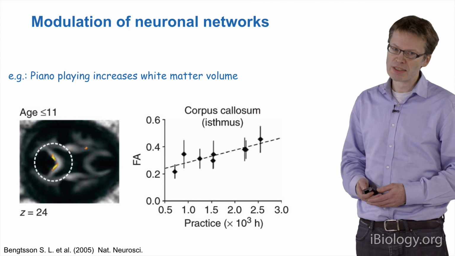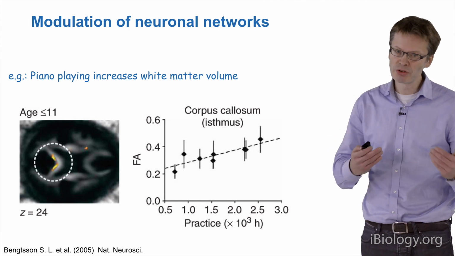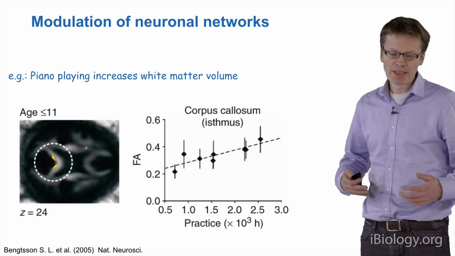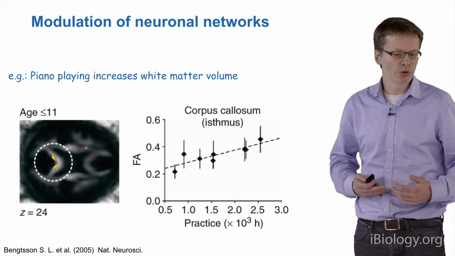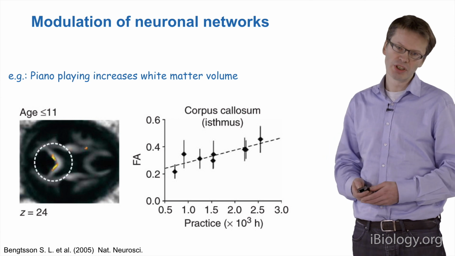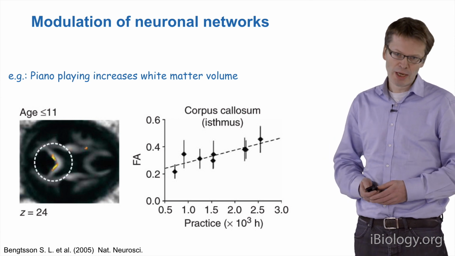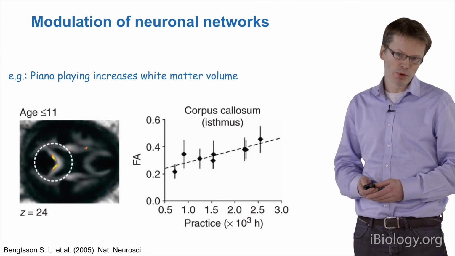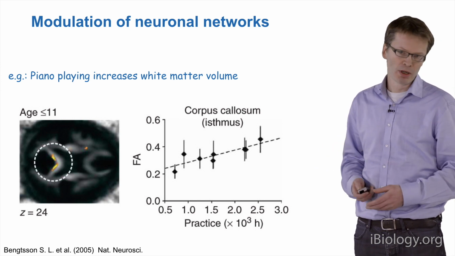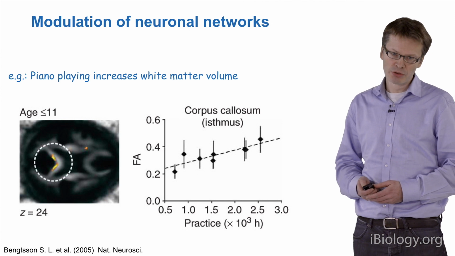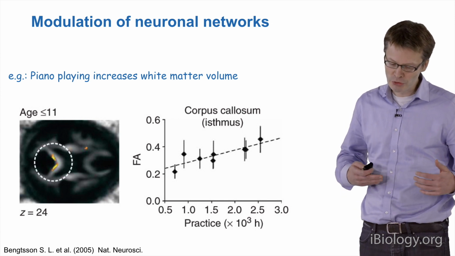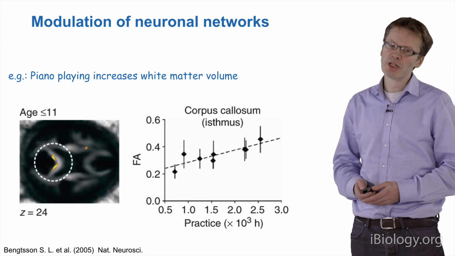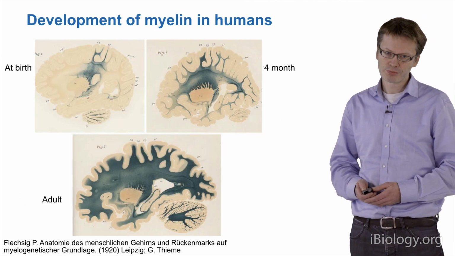Another important function is the modulation of neuronal networks by myelin. There is evidence that some tasks that have been learned are associated with forming new myelin sheaths. For example, MRI studies have shown that piano playing can lead to changes in the white matter, possibly correlating with myelin sheaths. So myelin is also important to change the behavior, the function of neuronal networks.